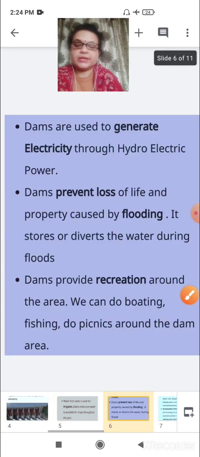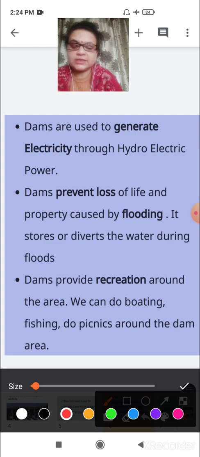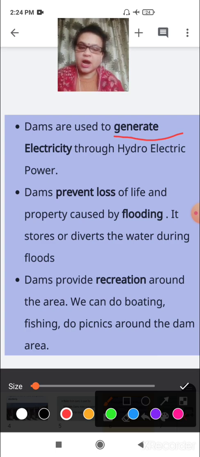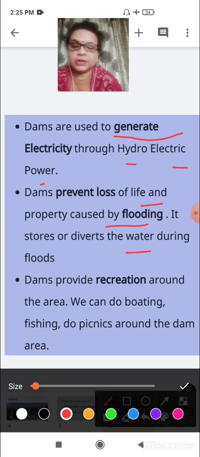Another advantage, and the biggest one, is that dams are used to generate electricity. How? Through hydroelectric power. Dams prevent loss of life and property caused by flooding. They store or divert the water during the flood. So in this way dams are useful for us.